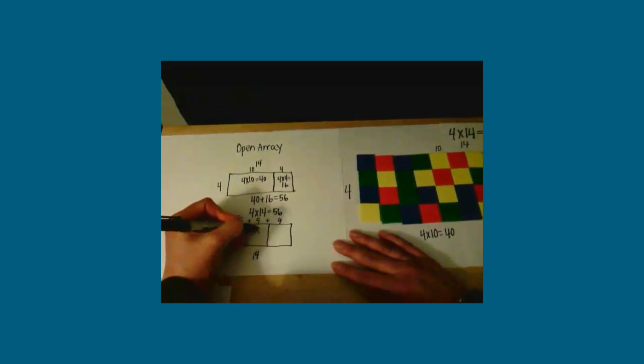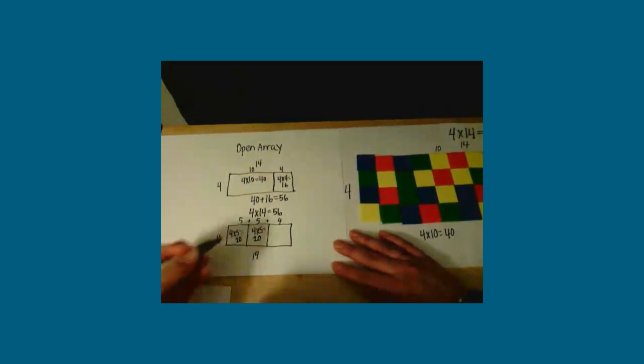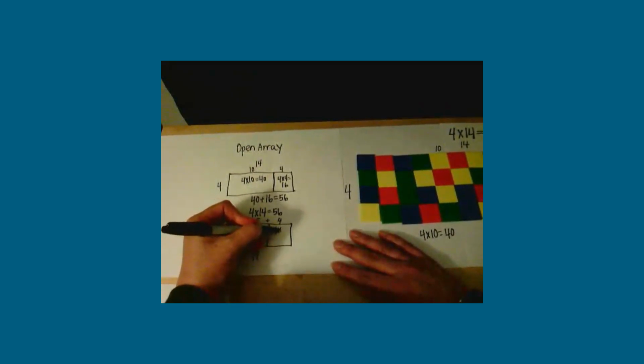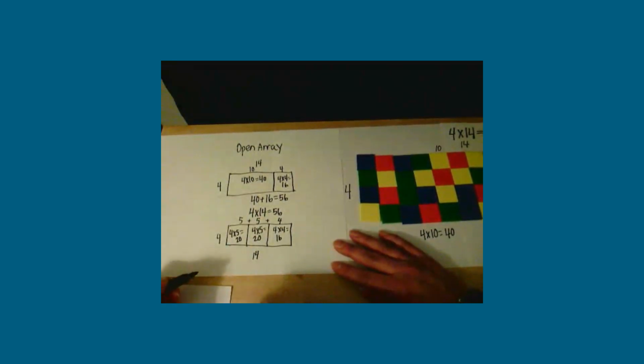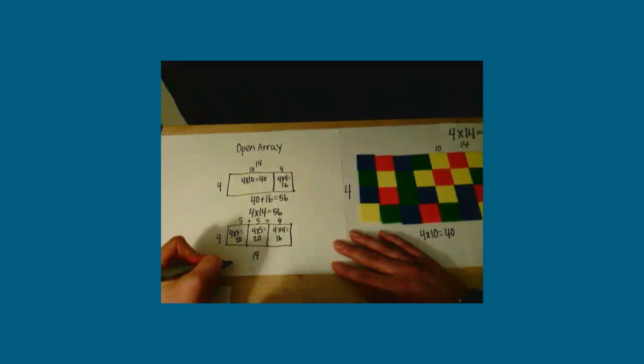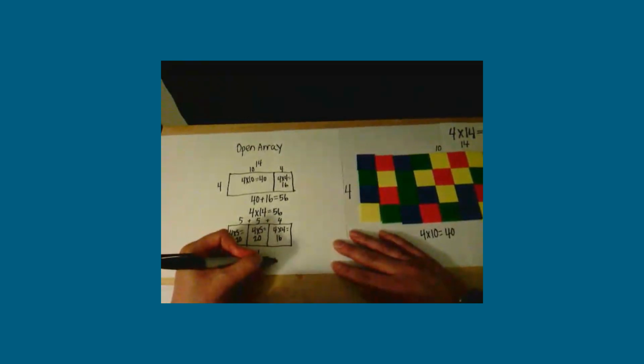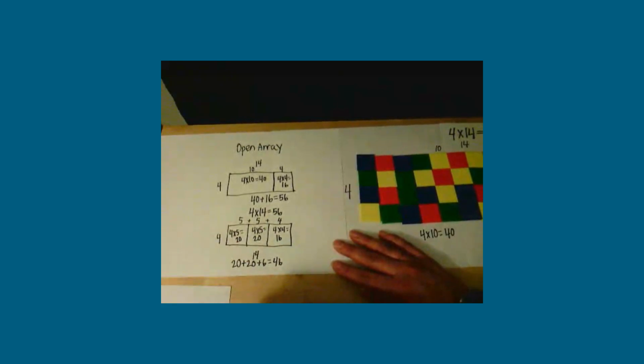And we have another 4 by 5, so another 20. And then a 4 by 4, which is 16. So now we just combine the 20 plus the 20 to get to 40, plus 6 more is 46.